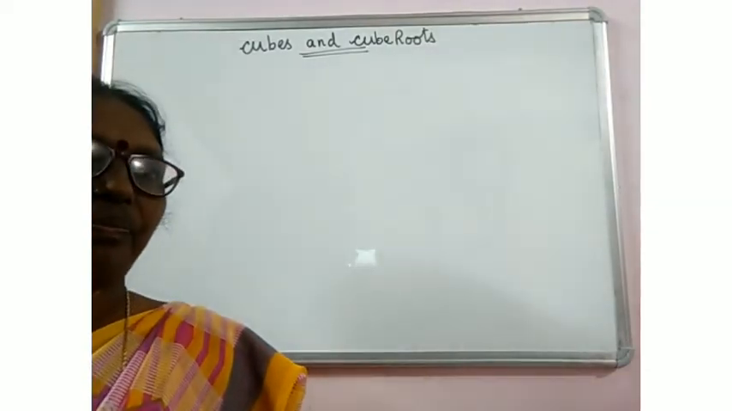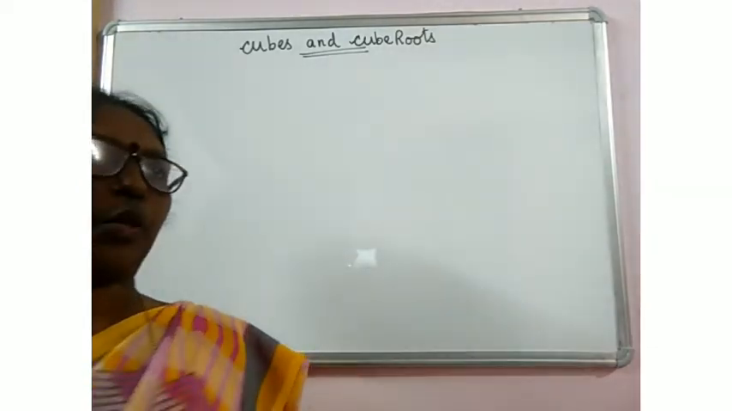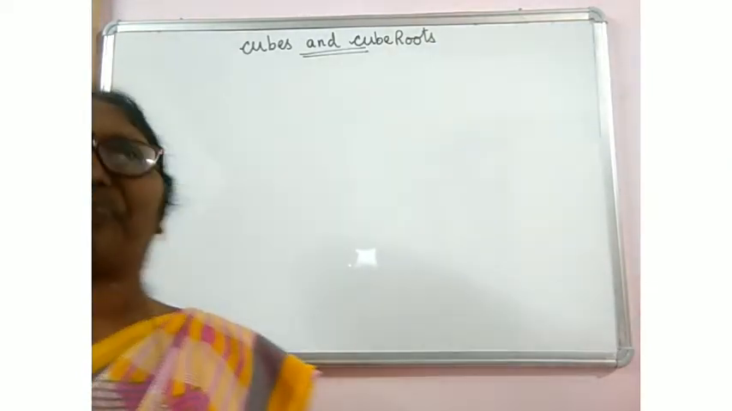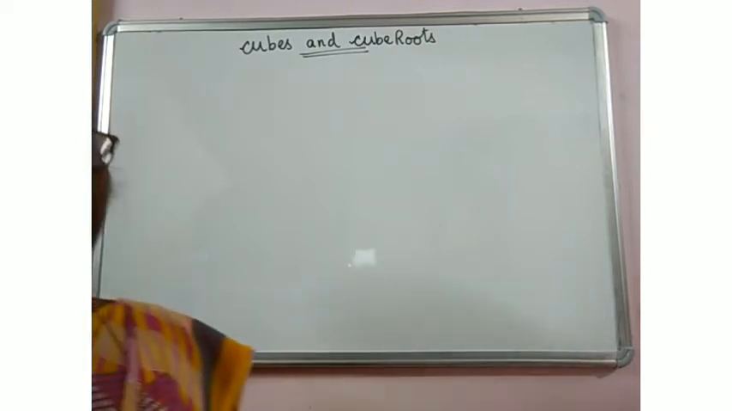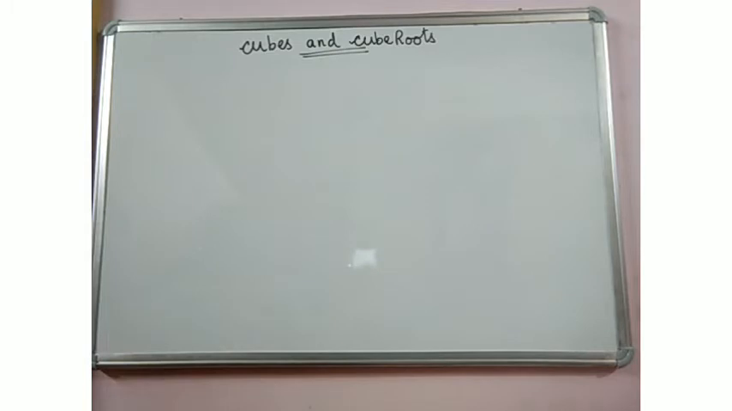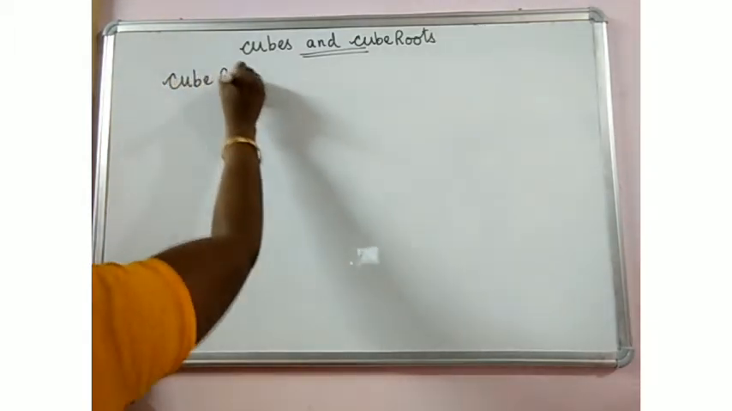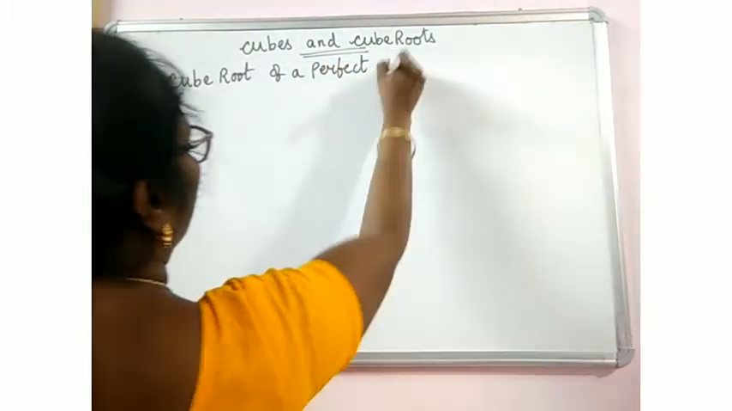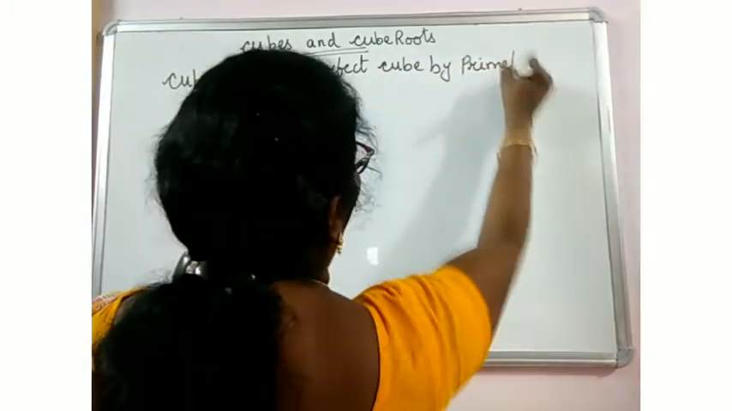Today let us have some more things about cubes and cube roots. Already you have learned what is a cube, what is a cube root, how to find the cube root of smaller numbers. And today let us have some more basing on cubes and cube roots. First let me explain you how to find the cube root of a perfect cube by prime factorization.